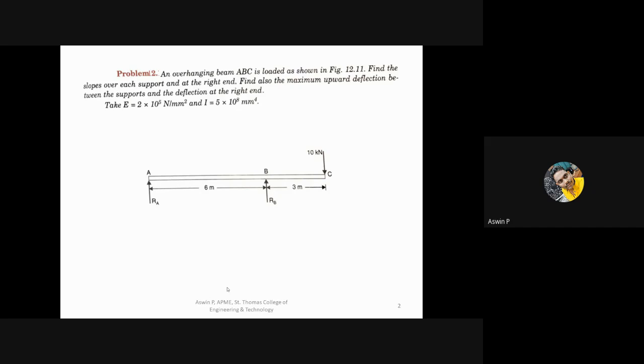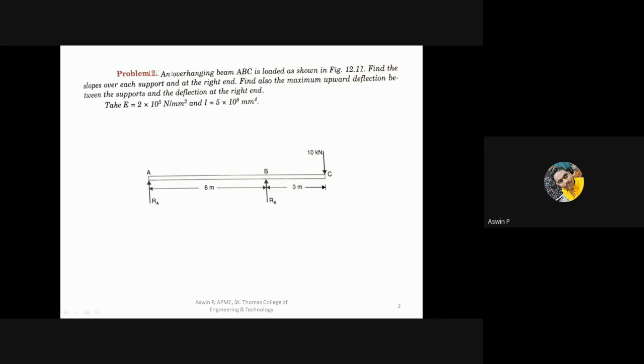Till last class, we considered a simply supported beam or cantilever beam. But today we are considering an overhanging beam. You can see that there is a support A as well as B at a span of 6 meters in the figure, but the force is not acting between A and B. It's acting at a point C, which is far from the point B. You can see that the distance BC is 3 meters. So we need to calculate the deflection of this beam.